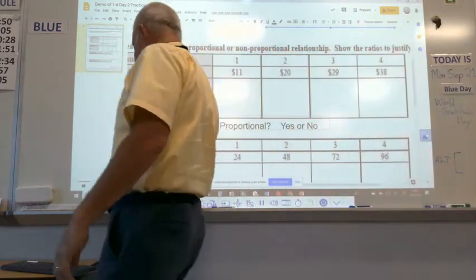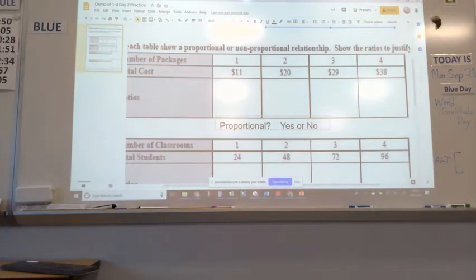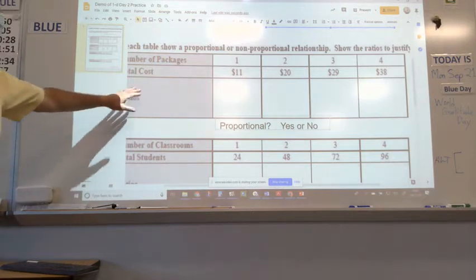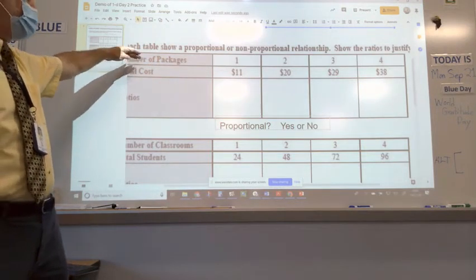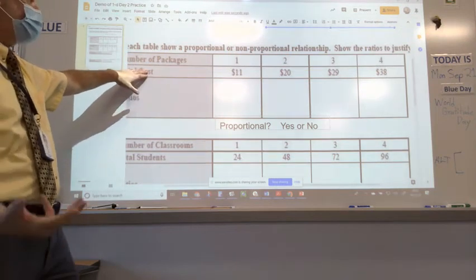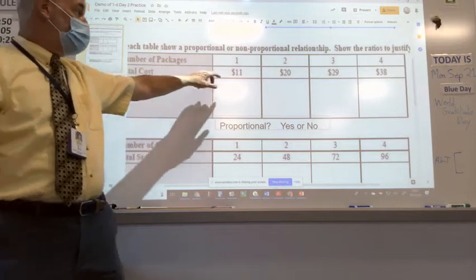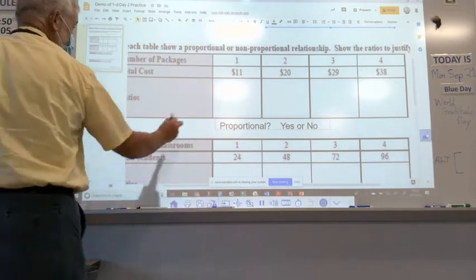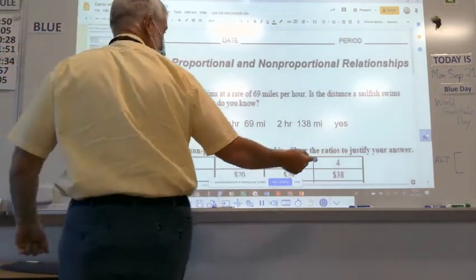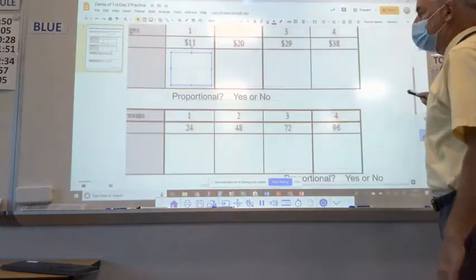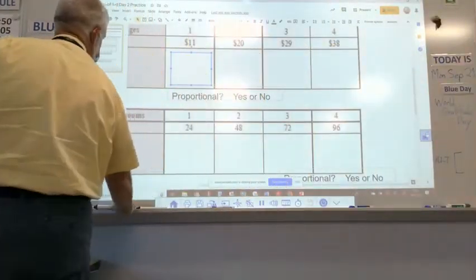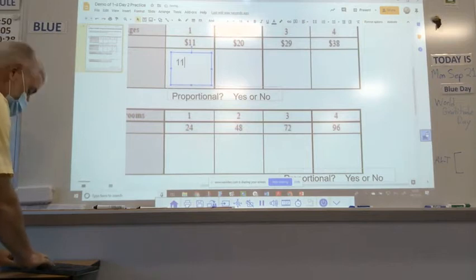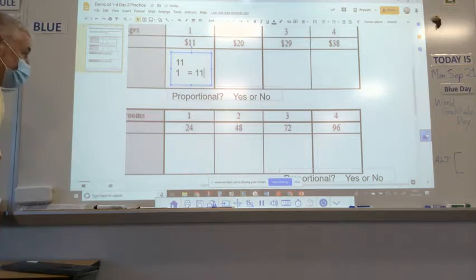Okay, so what we're going to do here is, this table shows the number of packages and how much it costs to ship them or something, I guess, right? Okay, so in order to figure out if this is proportional or not, I'm going to go here. Okay, there should be a text box there. Okay, and in this text box, I'm going to type in 11 divided by 1 equals 11. Okay?